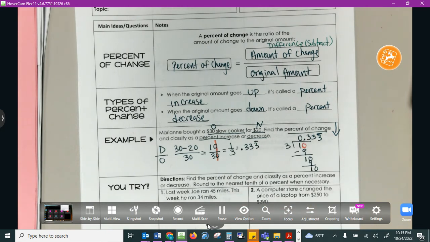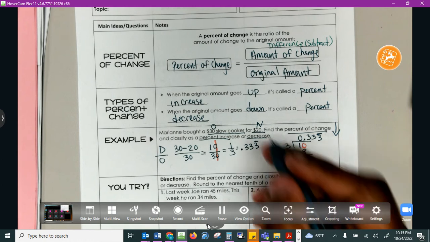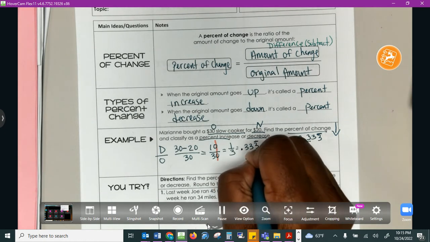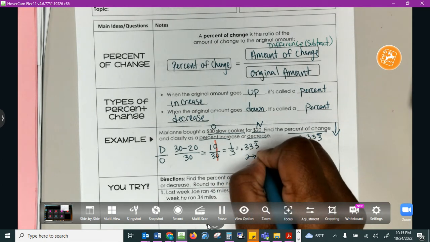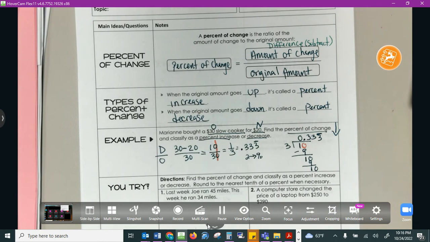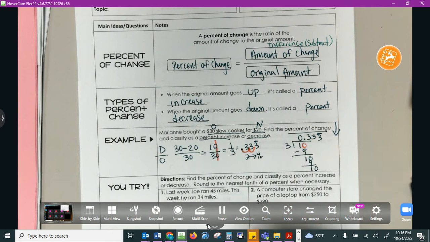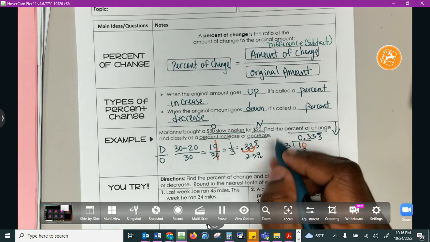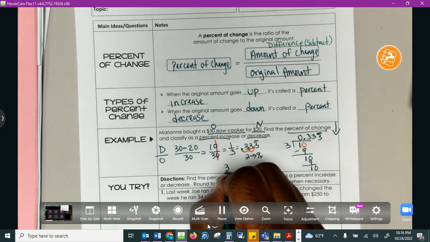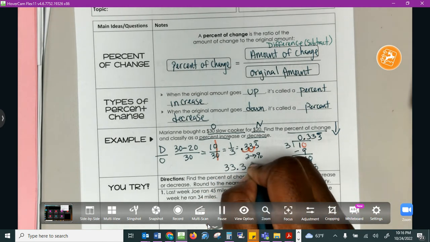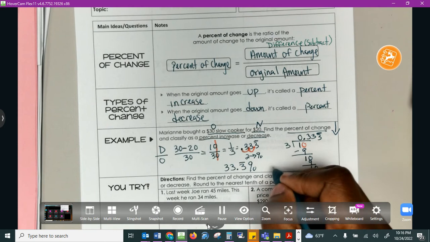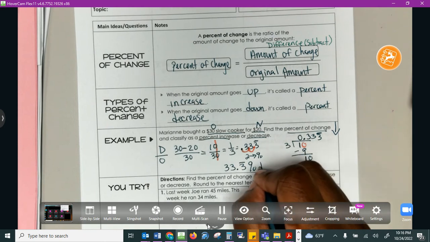So how do we turn that into a percent? Well, remember, if I move the decimal 2 times to the right, that's how I can get to a percent. So let's do that. So 1, 2. That means that my percentage here is 33.3 repeating percent, and this is a decrease.